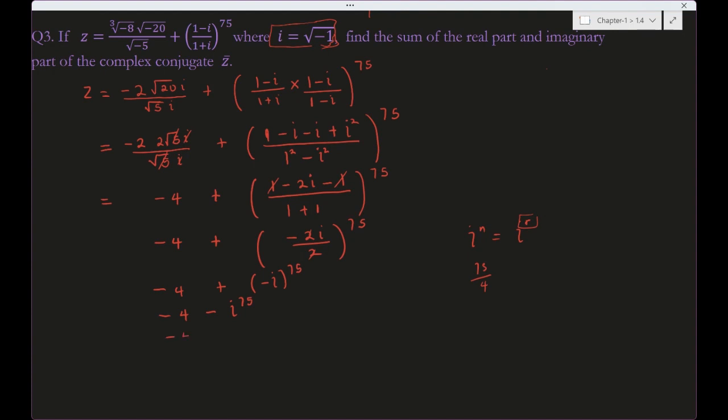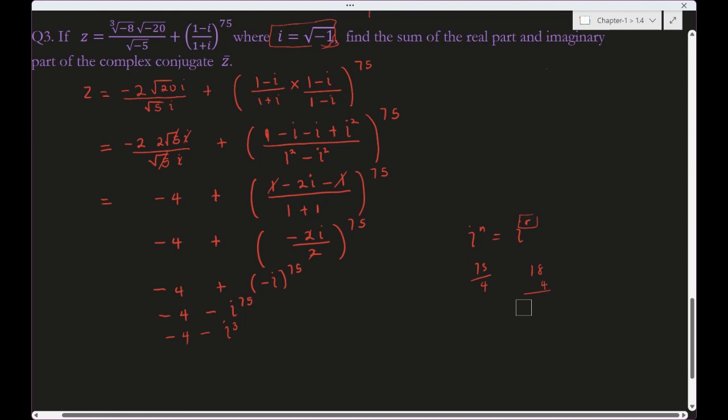So this minus is the same thing as i to power 3. Why is it i to power 3? If you divide 75 by 4, you get 18, and you can see that if you multiply 18 by 4, this will give you 72. You would take 72 from 75, and you have a remainder of 3. So that's why we have i cubed there.